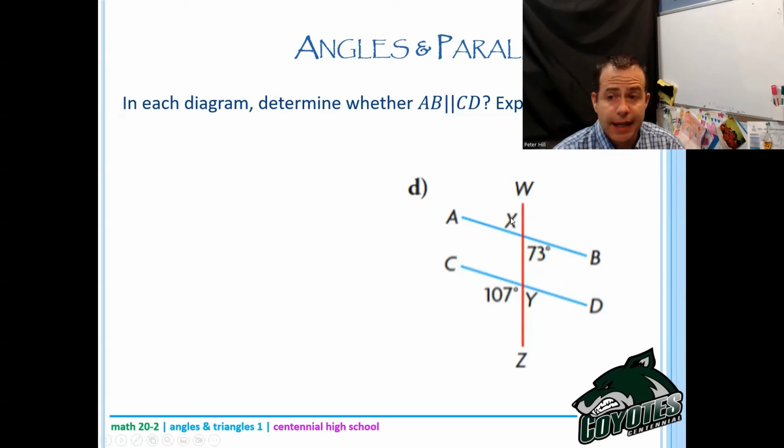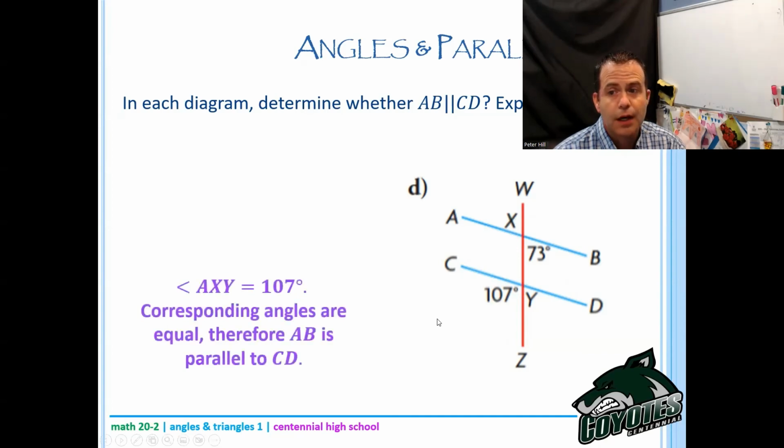So I could again just right away go AXW. I know that's 73. Now that would correspond to right here. So I'd have to go 180 minus 107 as well. That's also 73. So because of that, I'm able to say that corresponding angles are equal, and that therefore AB and CD are running parallel to each other.